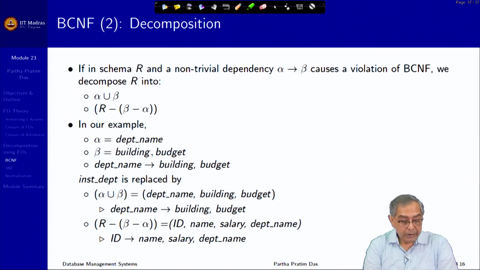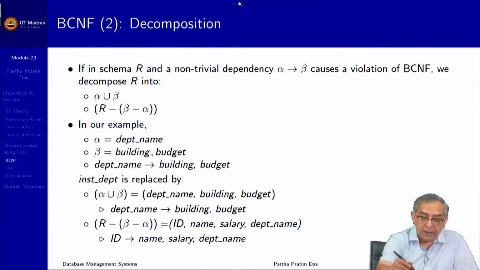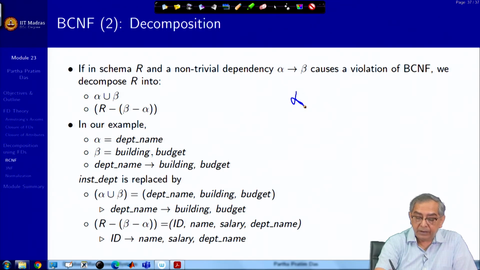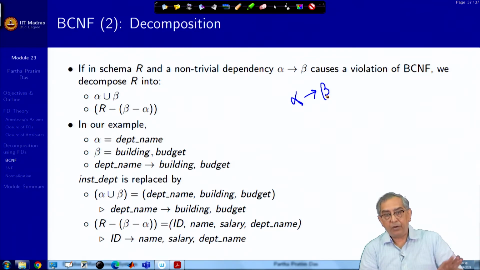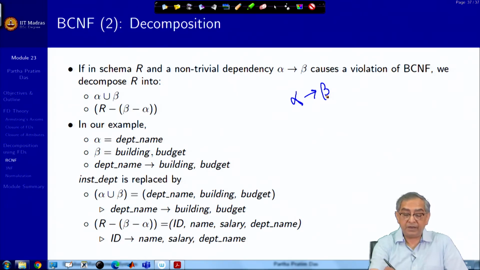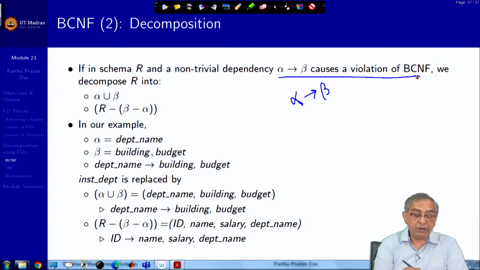So, we just do this little workout here. The previous condition tells us that if every alpha determines beta is either trivial or the left hand side alpha is a super key, then it is in BCNF. So, what if some alpha violates this? Then what do you need to do? You need to decompose.